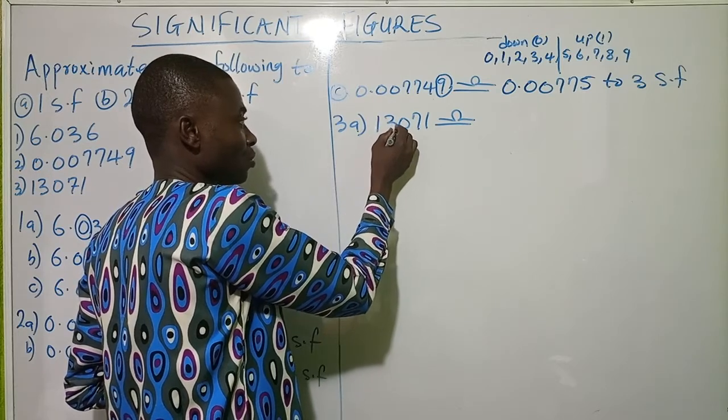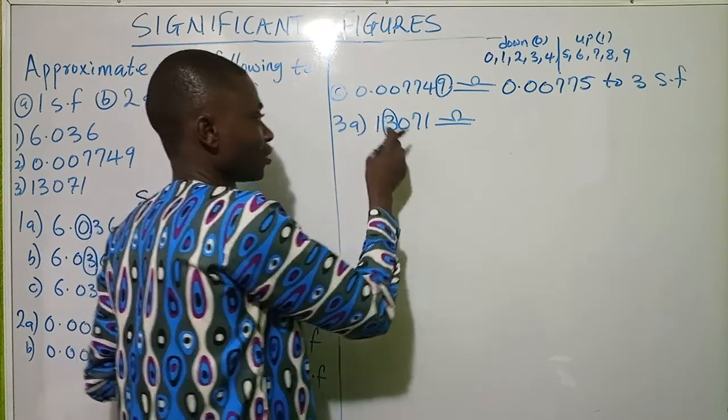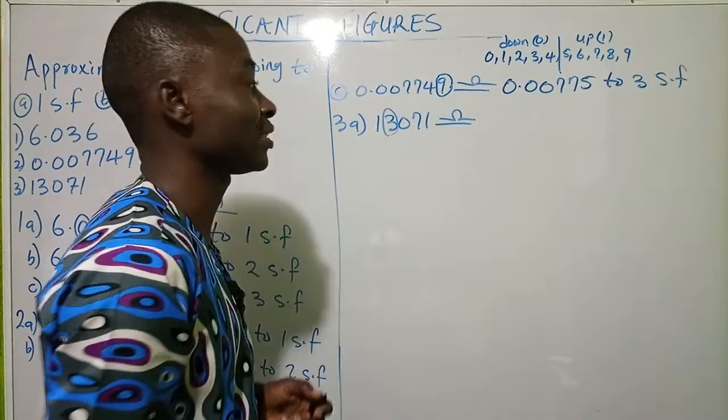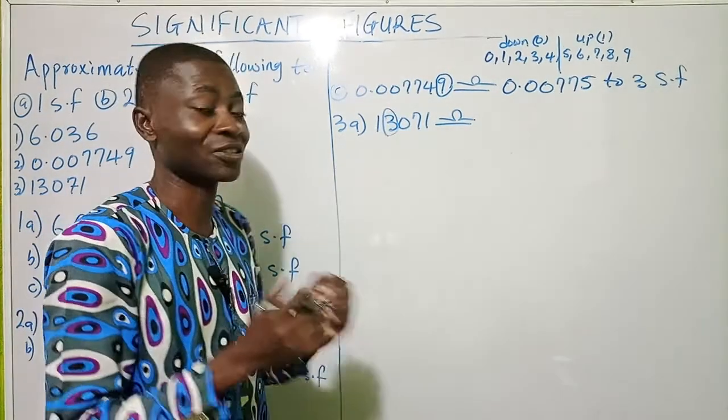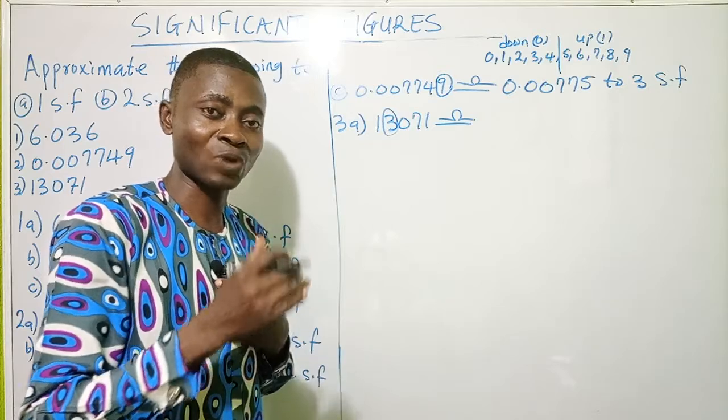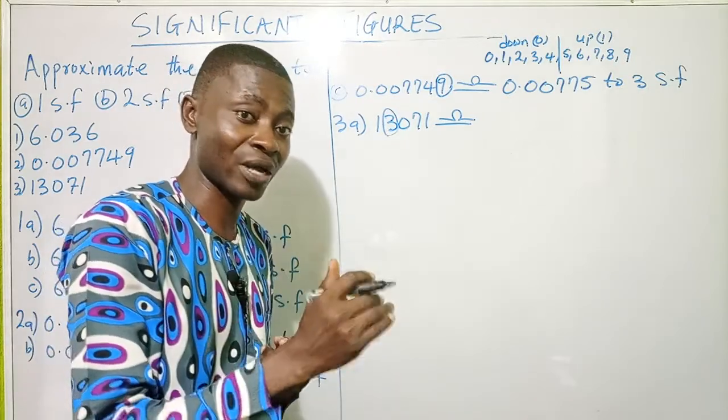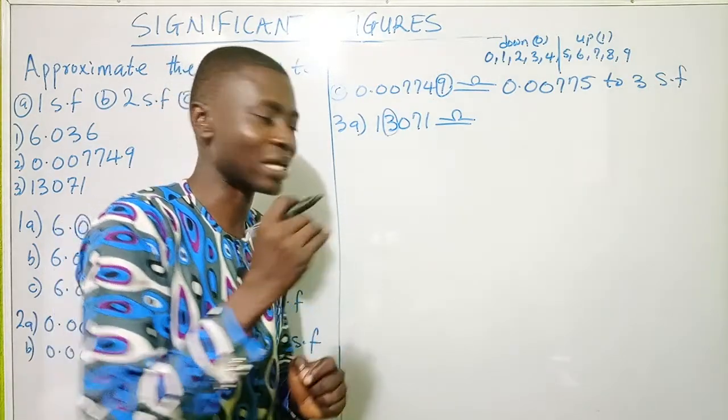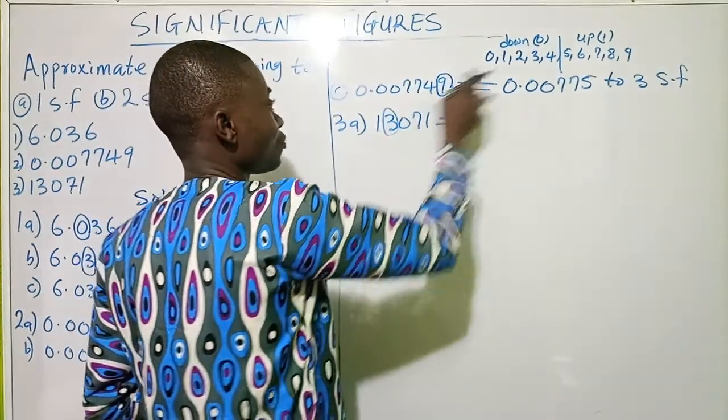So our attention will be on what? Will be on this 3. So 3 is in what group? Is it in the group of rounding down or rounding up? It's very important to ask yourself this question, because once you are able to ask yourself this question, you're able to give yourself the correct answer that will guide you to know exactly what to do. So it's a group of rounding down.